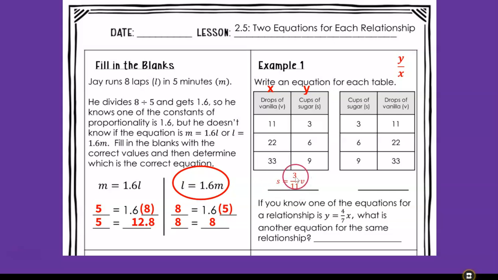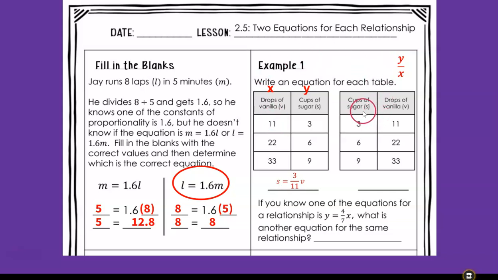Here's my constant of proportionality, y over x. The reason I'm not using y equals kx is because we need to use the variables that they give us in the table. So instead of putting y, I'm going to put S. That's why S is right here. Instead of x, I'm going to use V, which is next to the constant of proportionality. So this is the equation for this table.